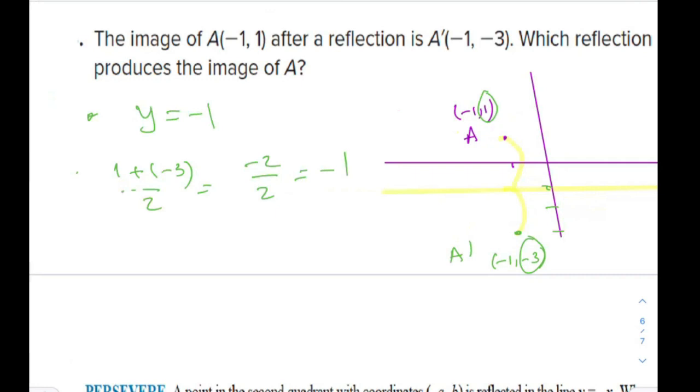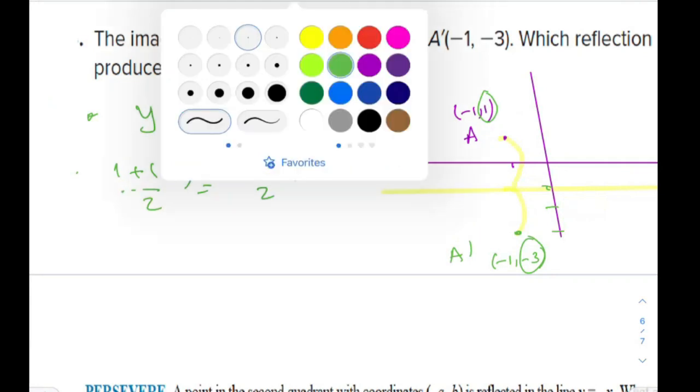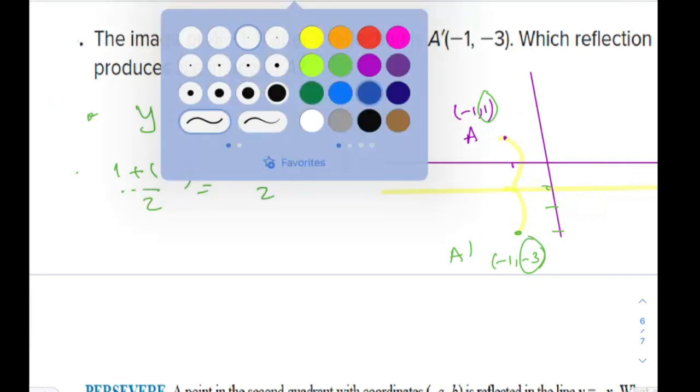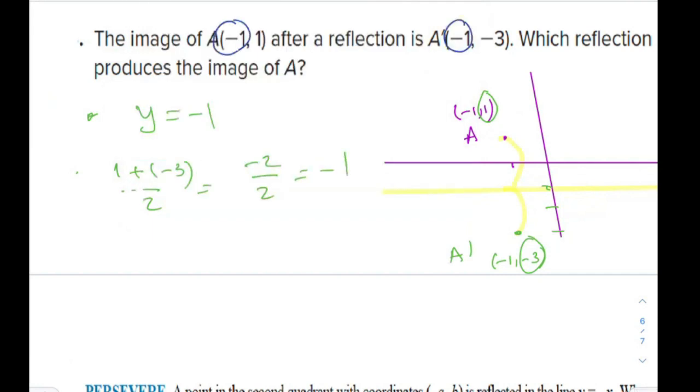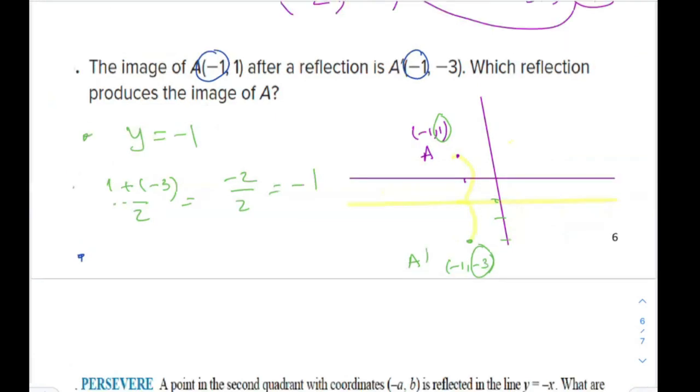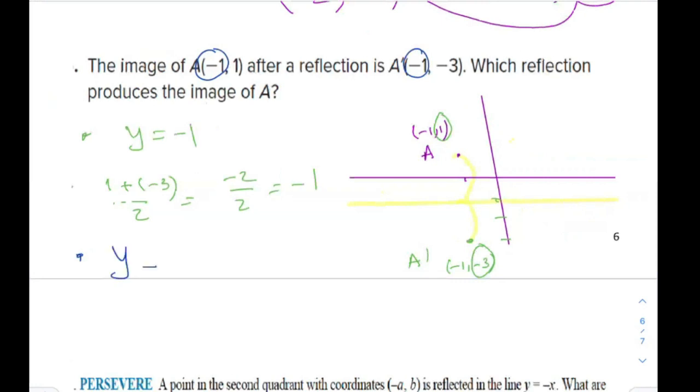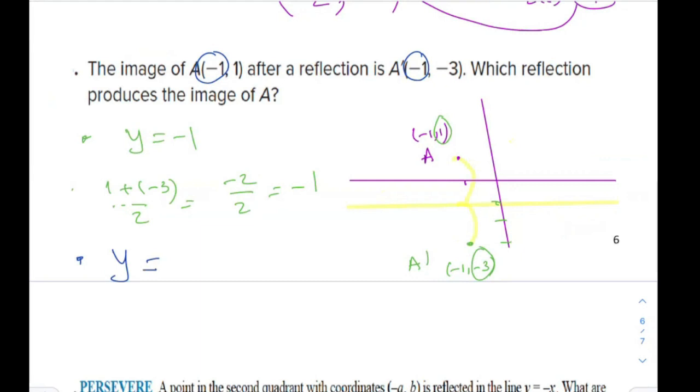What other approach? We can use the rule that we had before. Since x is not changing, it is reflected across y equals something, across a horizontal line. So we should expect y equals something. How can we find the y? You remember that we name it as b. So we say that 2b minus the number, which is the original y, equals the new y.